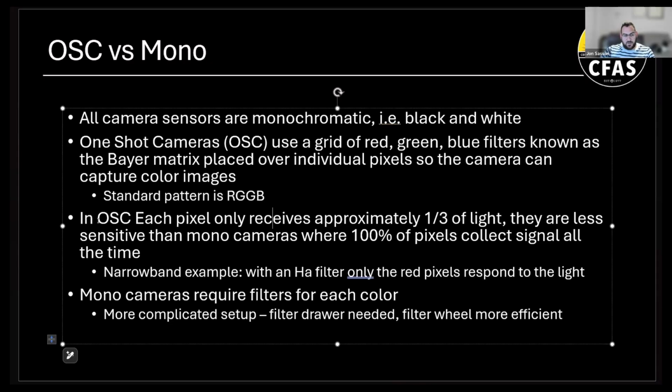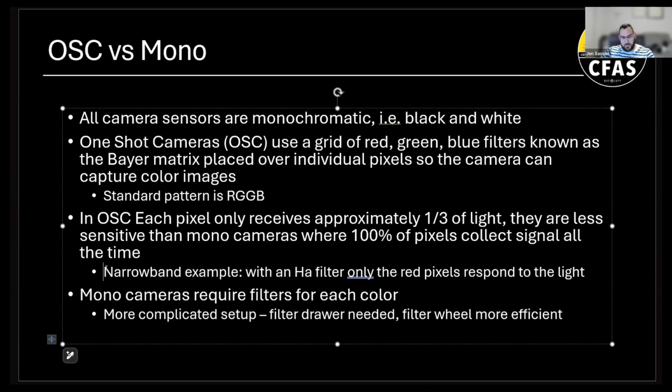The downside of these color cameras is that each pixel only gets about a third of the light, right? They're less sensitive than the mono cameras because you have this Bayer matrix in front of it. In the mono cameras, you get the entire sensor, 100% of your pixels collecting all the signal all the time. So mono cameras are a bit more efficient, even though you have to change filters, because you get more pixels collecting light for that filter, right?